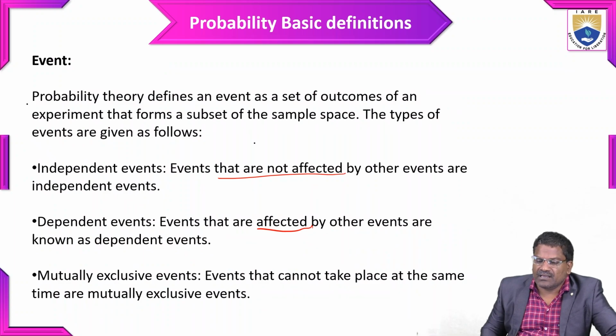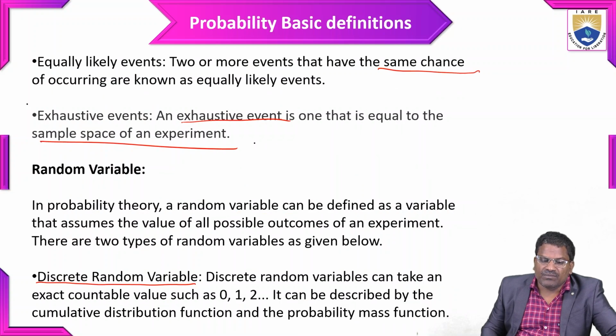Event. Probability theory defines an event as a set of outcomes of an experiment that forms a subset of the sample space. The types of events are independent events, dependent events, mutually exclusive events, equally likely events, exhaustive events. An exhaustive event is one that is equal to the sample space of an experiment.